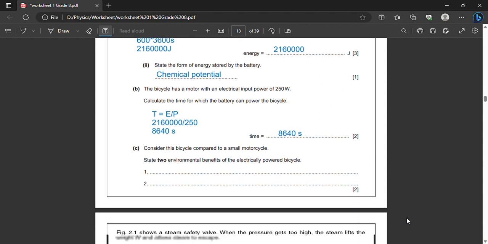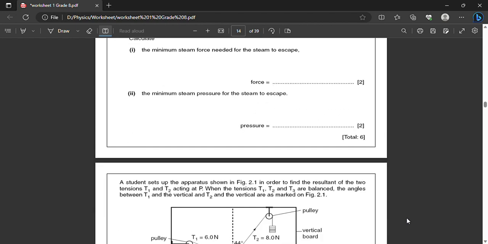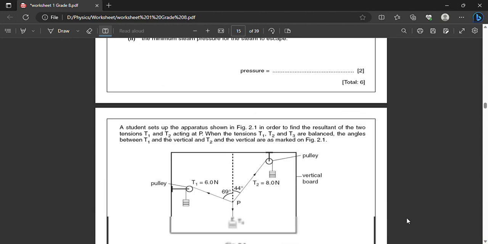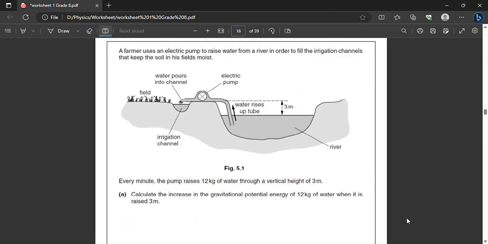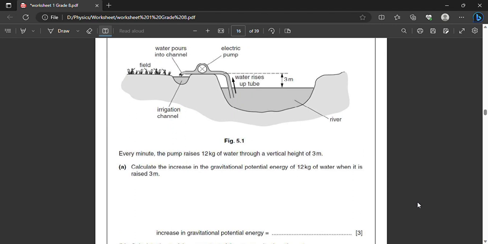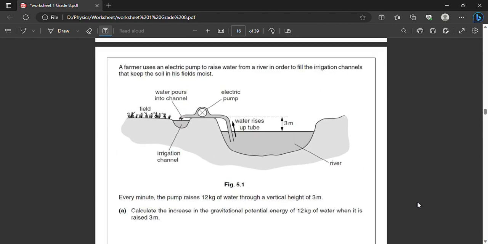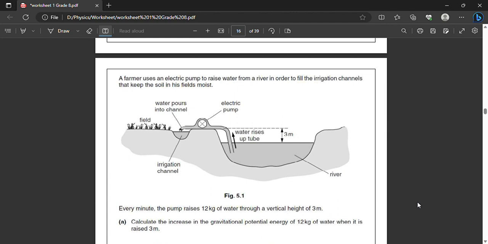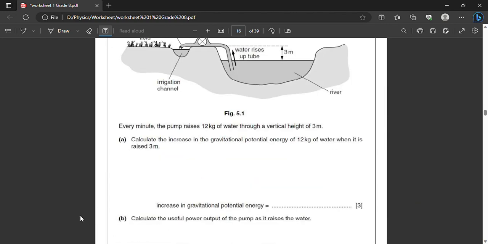Then the next question, let's see the question on this one. This is a nice question. Calculate GPE, that's gravitational potential energy. Once you read and understand, we can write. First we calculate the weight. They give a mass of 12 kg. So you write weight equal to 12 times 9.8.